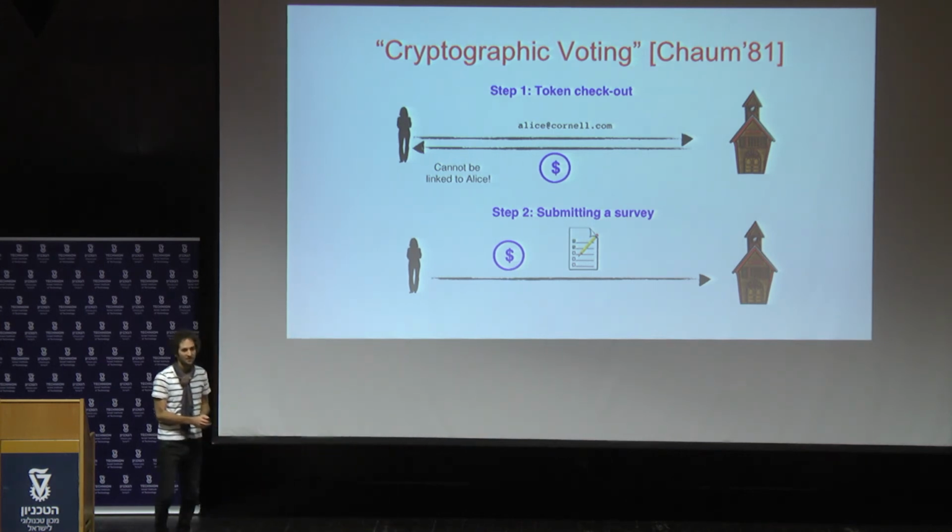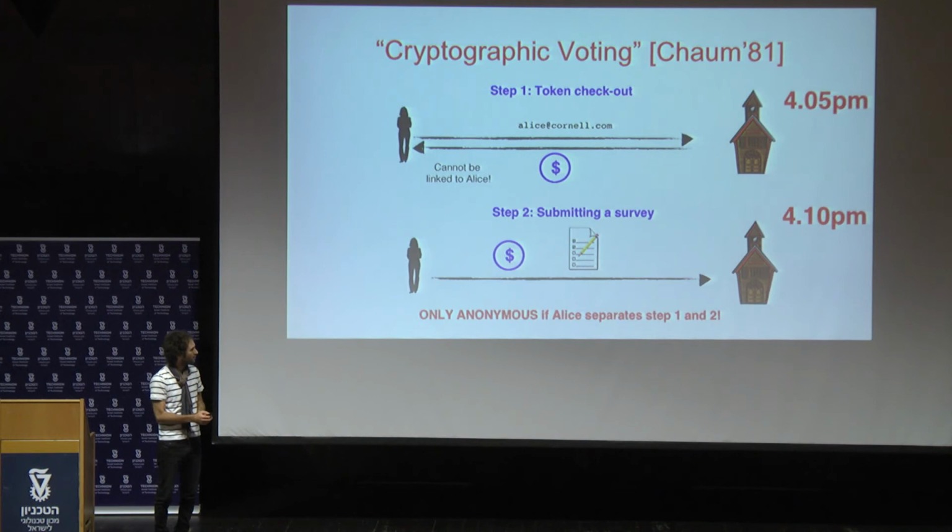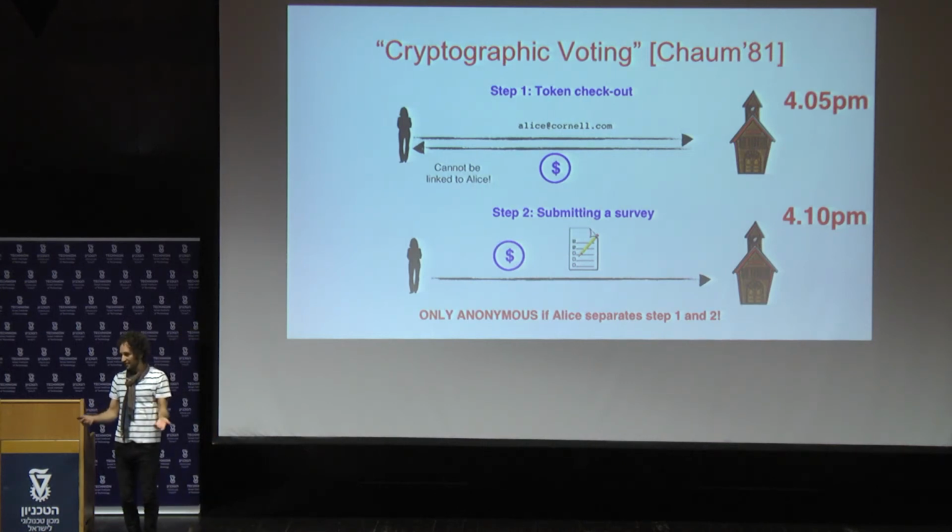So that's a very nice solution. The problem is it's not very practical, unfortunately. The reason is that if you actually do this in practice, what users will do is that they will check out their token at 4 o'clock, and then they're going to submit the response a second or a minute later, right? Because that's how people do it. I need to go and get my token first, and then only when I have my token can I submit my response.